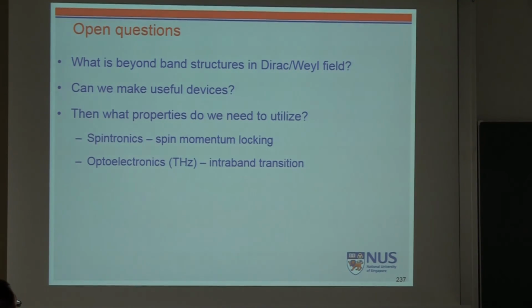So some open questions. I think we need something beyond band structure in this Dirac-Weyl field. I heard a lot of band structure calculations, ARPES, and so on. But as a device physicist, as an engineer, I want to see a useful device proposal from you guys. And what are the properties we can utilize? It's spintronics, spin-momentum locking. But if you have a Dirac band structure, you can always think about intraband optical transitions, which is very useful for terahertz applications.